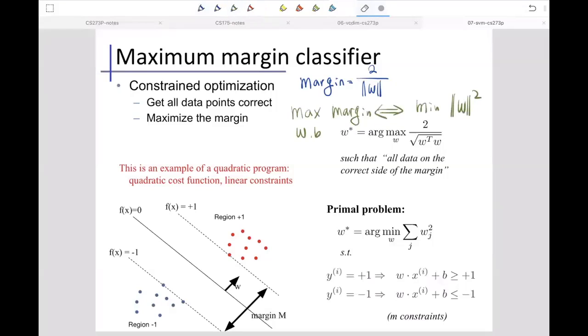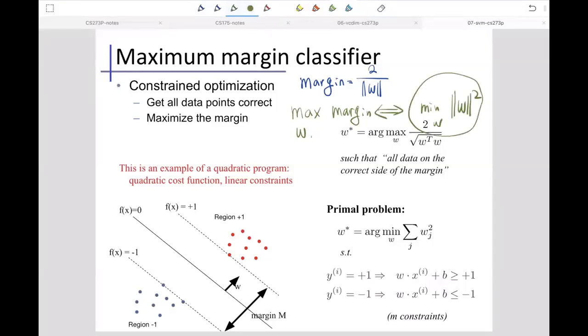So you can see that's the case because the margin is 2 over the norm of W. And then maximizing the margin is equivalent to minimizing the square of the norm of W. And so that's an equivalent statement of that. If you understand that, then we are all set, and I'm going to formulate this model into something like this.